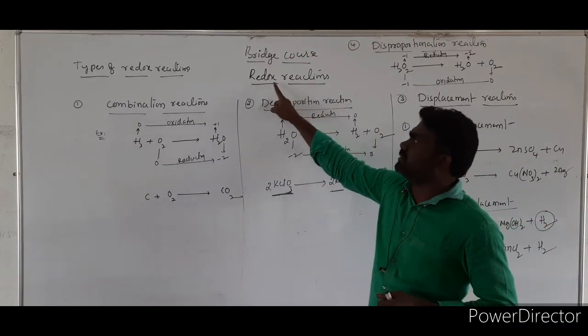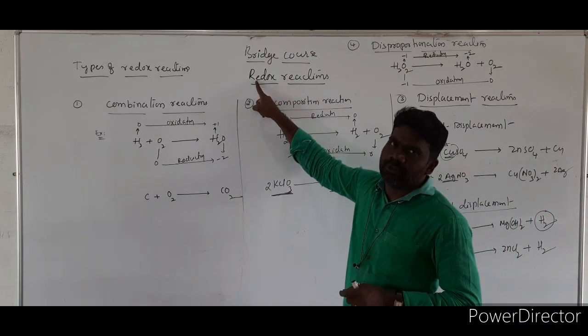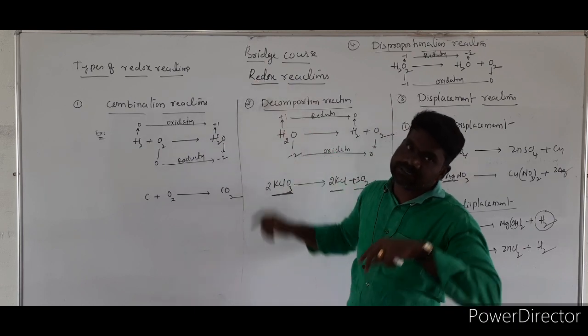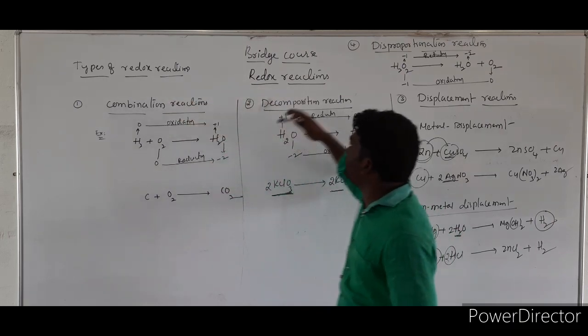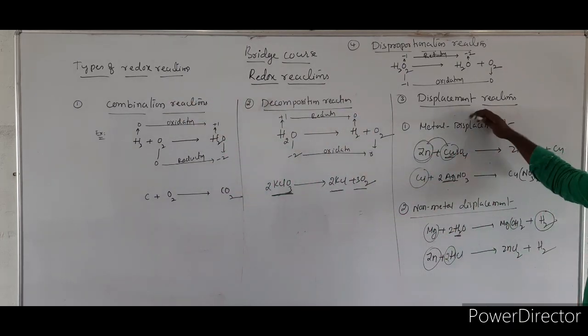And we learned redox reactions. Redox reactions are the reactions in which both oxidation and reduction take place simultaneously. Such reactions are called redox reactions. They are of four types: combination, decomposition, displacement, and disproportionation reactions.